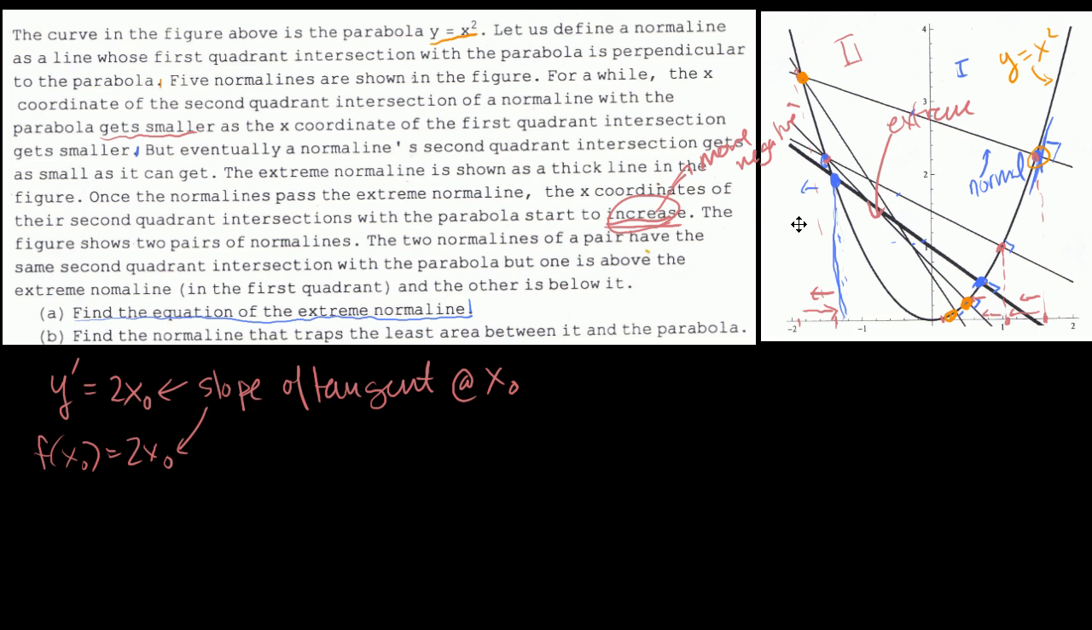Now, the normal line slope is perpendicular to this. So the perpendicular line, and I won't review it here, has a negative inverse slope. So the slope of the normal line at x naught will be the negative inverse of this, because this is the slope of the tangent line at x naught. So it'll be equal to minus 1 over 2x naught.